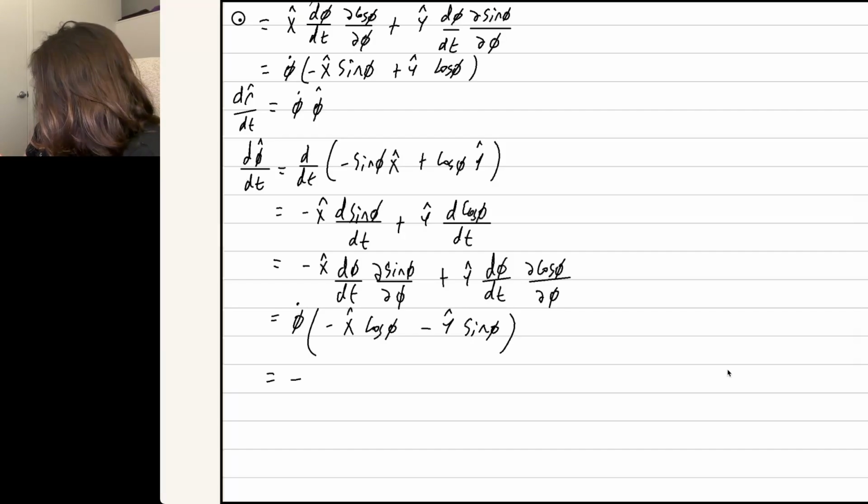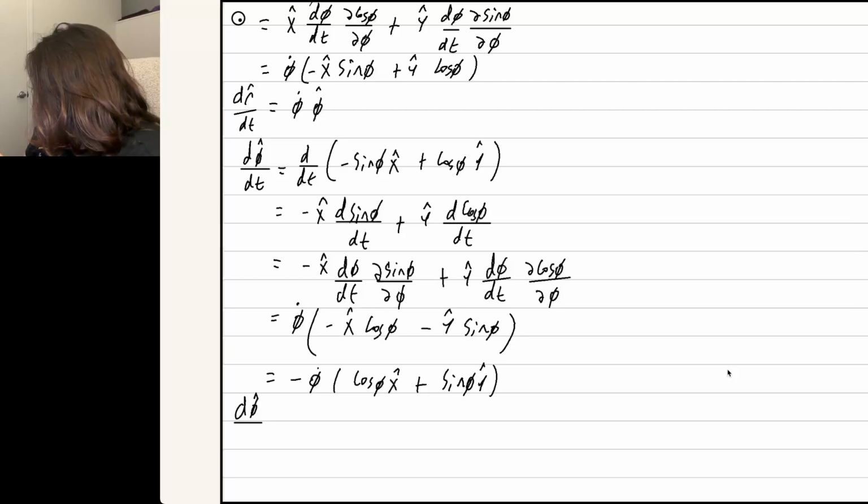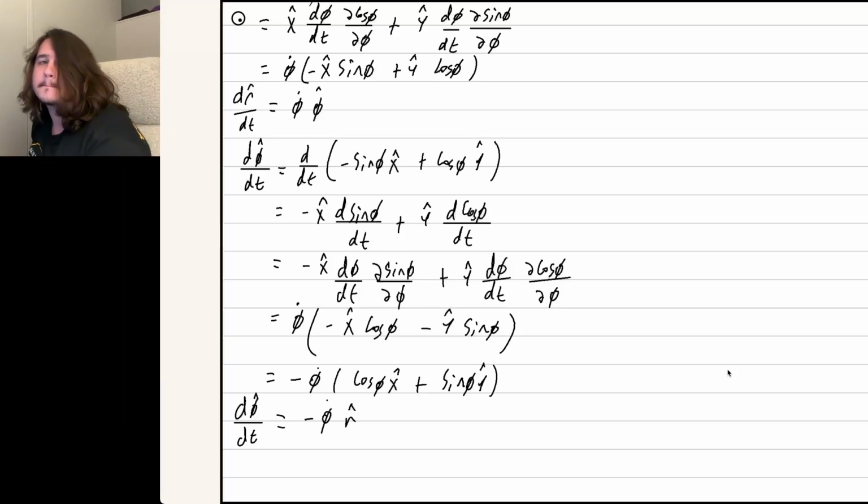Factoring out a minus sign, it becomes easier to see that the stuff inside the parentheses is exactly equal to r hat. So we've created another proof for d phi hat dt, which is minus phi dot r hat. All right.